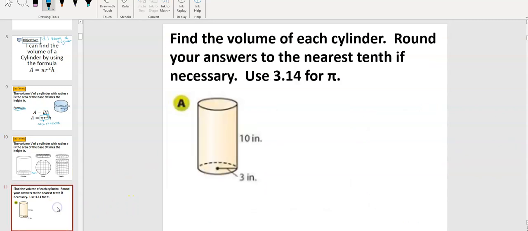So let's try. Here is a cylinder, and we're going to go ahead and use 3.14 for pi, and we're going to use our formula and find its volume. So I'm going to write out my formula. Volume of a cylinder is pi r squared times the height. Okay, we know pi is 3.14. The radius of the cylinder is 3 squared, and its height is 10. And then I'm just using a calculator, guys.